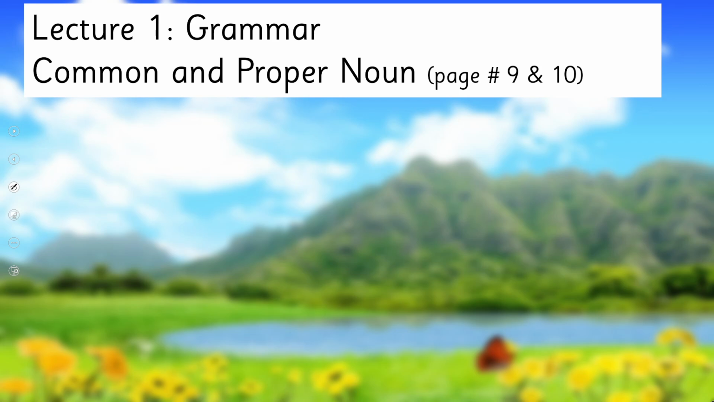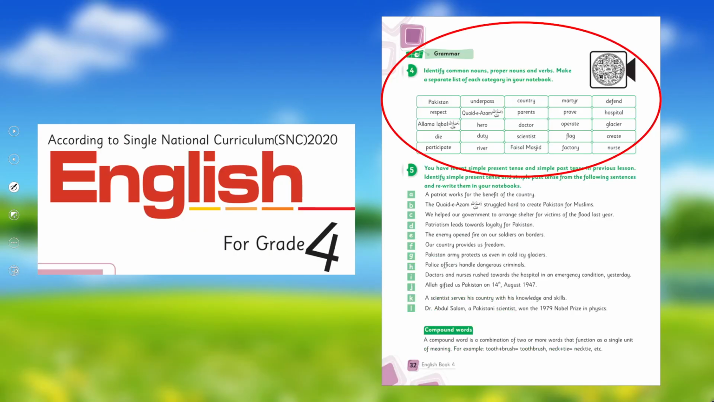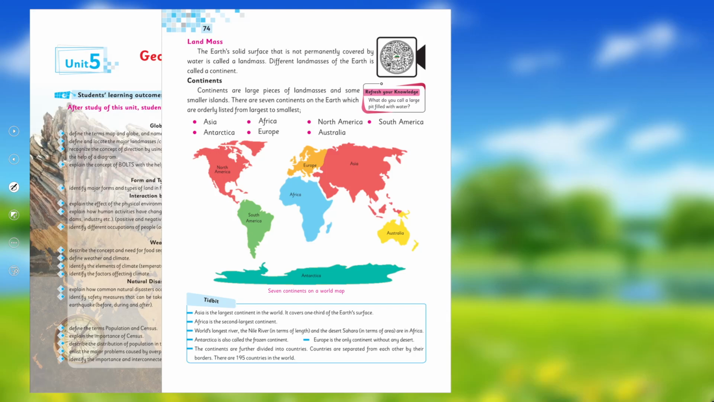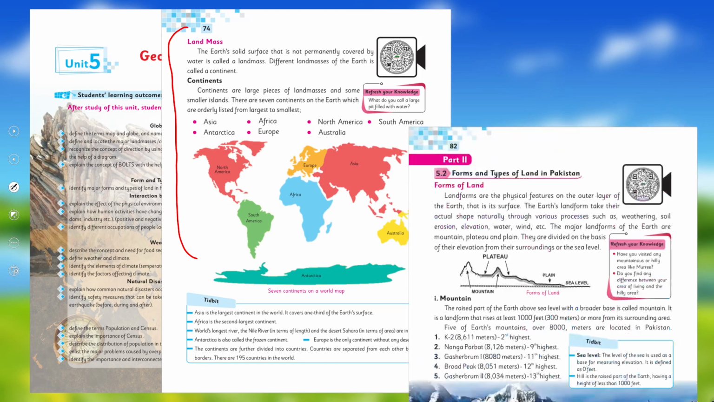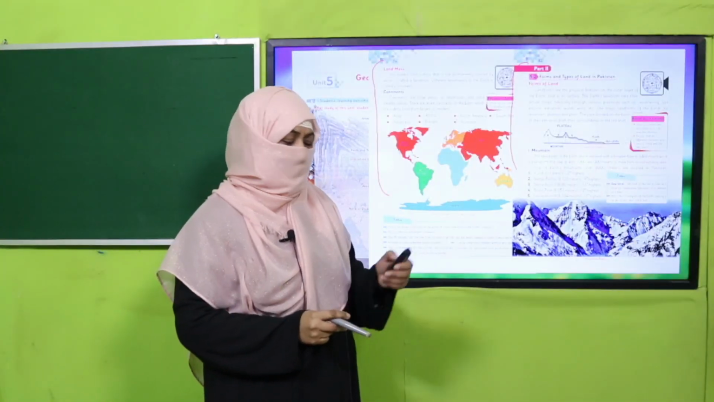Yes, my dear students, today's lecture 1, under the title of grammar, we are going to learn about common and proper noun. We'll cover page number 9 and 10 of your book. Before this, in your English for grade 4, I have taught you about common and proper noun. I hope you remember. If not, you may watch this video lecture again. And in your geography, Unit 5, you have also learned names of continents, names of mountains, names of oceans, and many more things. So all this vocabulary of grade 4 is going to help you for today's lecture.